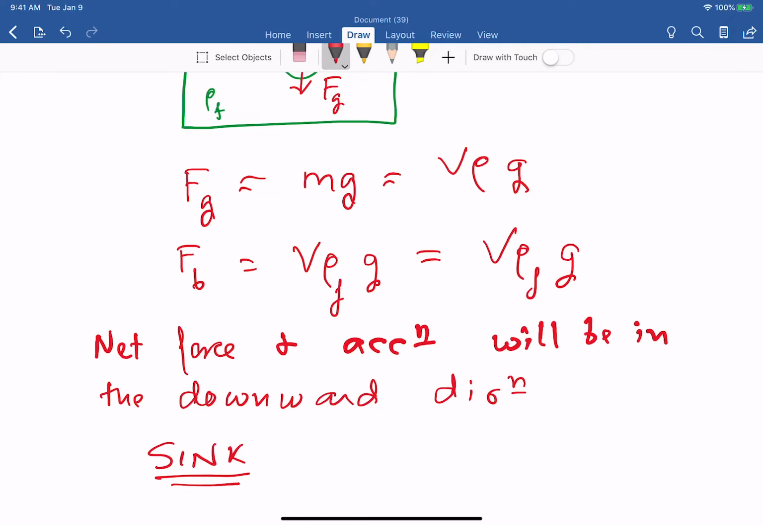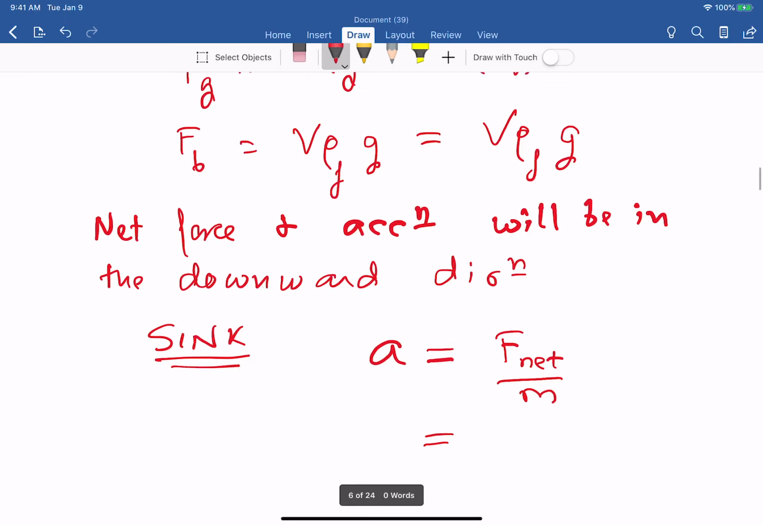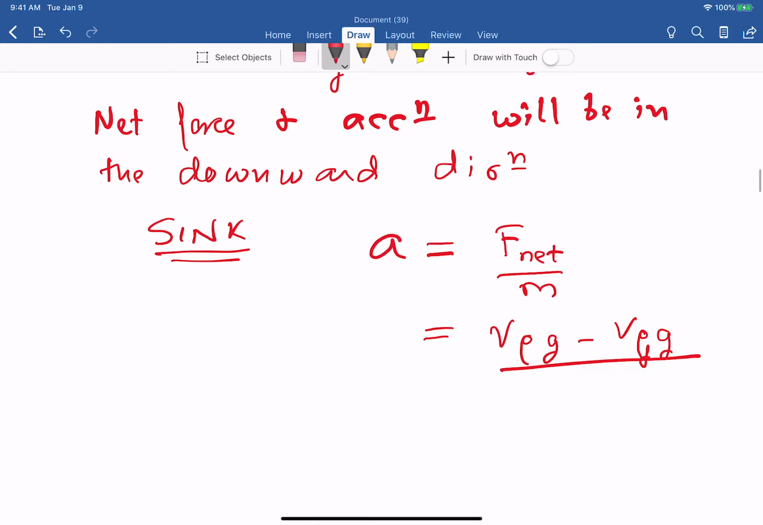And what acceleration will it have? That's just a Newton's second law question. The acceleration is net force divided by mass. I'm just doing the magnitude of the acceleration because we already know that it's downwards. So the net force would be V rho g minus V rho_f g, divided by the mass of the object, V rho g.